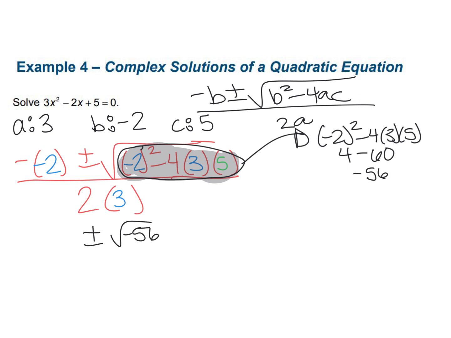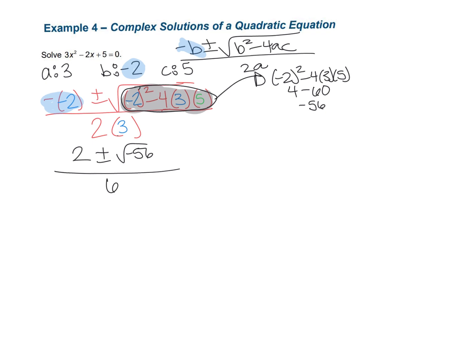This double negative here, we're going to clean that up. Once again, in the formula it's negative b, but if b is negative, it makes sense that that part is going to become positive. So that does become a positive. 2 times 3 is 6. Okay, now we're ready to go. We have to take a look at our radical and simplify it. So I'm going to have to simplify the square root of negative 56.